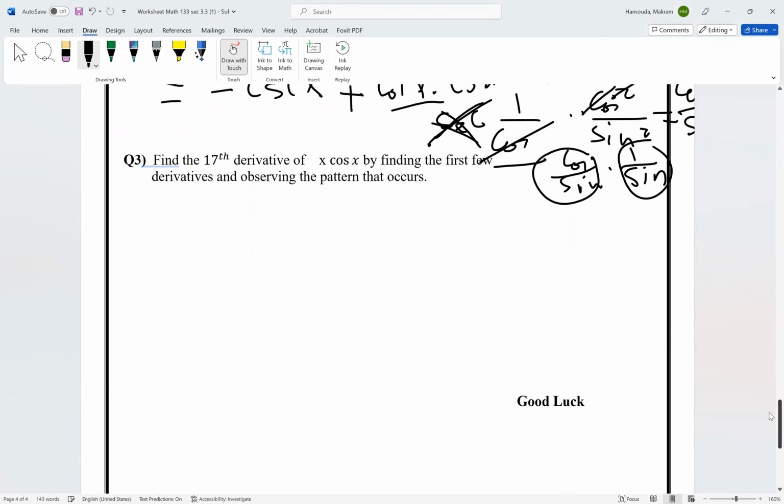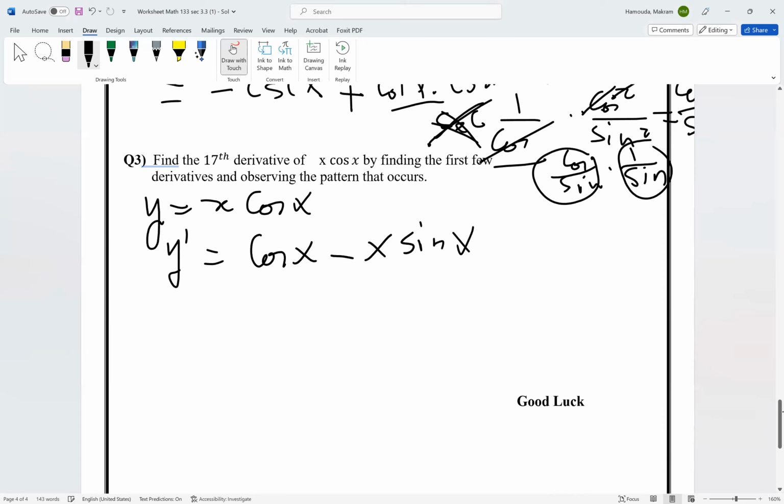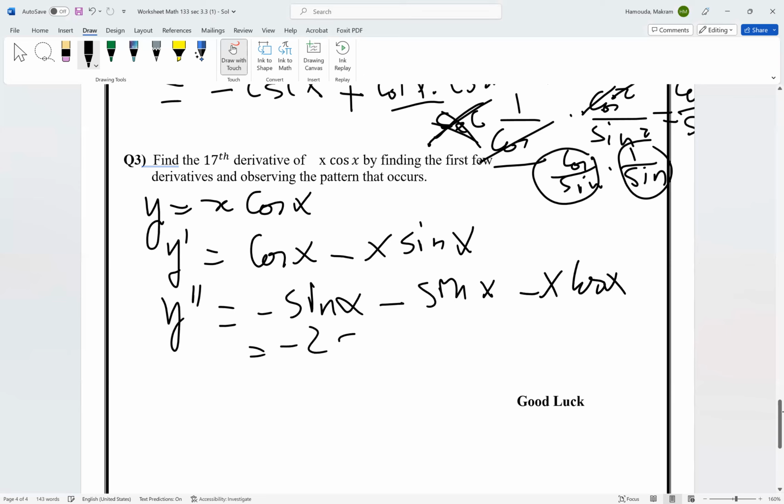Now, question 3, we want to find the 17th derivative of x times cosine x. As usual, you start by computing the first derivative and see what happens. This is the product rule, and I will have cosine x minus x sine x, since the derivative of cosine is minus sine. And here you have the product rule in this second term. So I will have minus sine x and minus x cosine x. So in the end, I will have minus 2 sine x minus x cosine x.